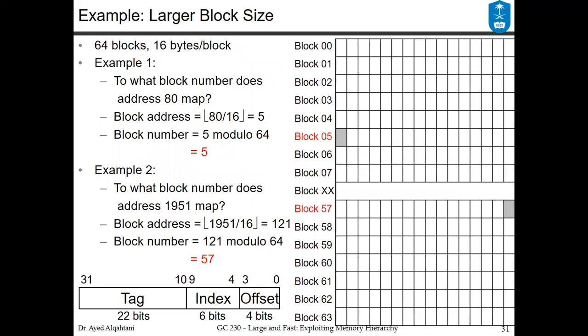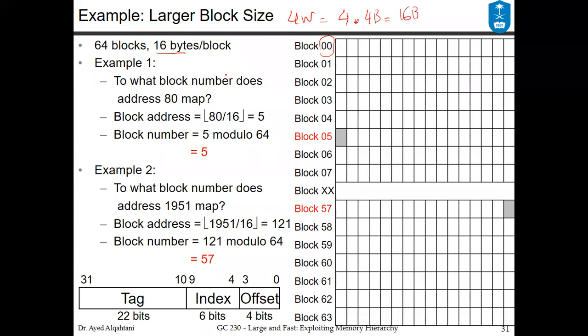Larger block size. This is another example. If you have 64 blocks, from block 00 all the way to block 63, and you have 16 bytes per block. As you can see, if you count here, you'll find this is 16. Each box here means that this is a single byte. So you have 16 bytes in each block, or basically, this is 4 words. 4 words is actually 4 times 4 bytes, which is going to be 16 bytes.